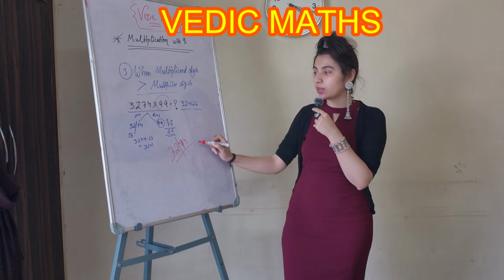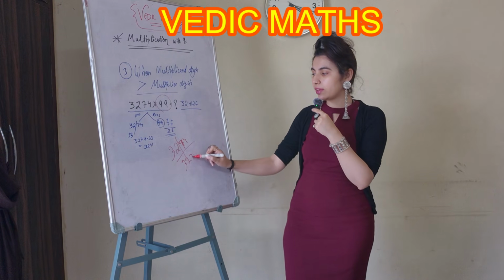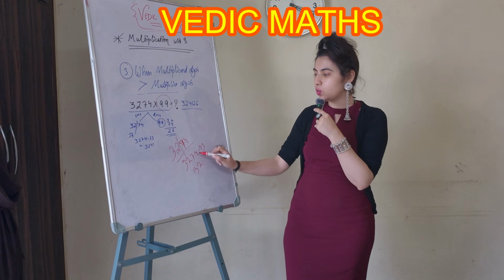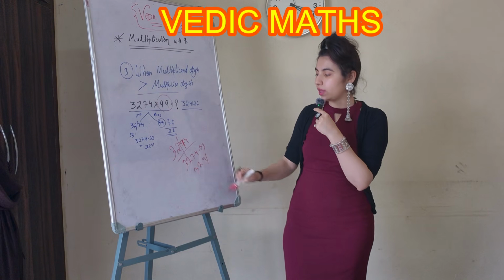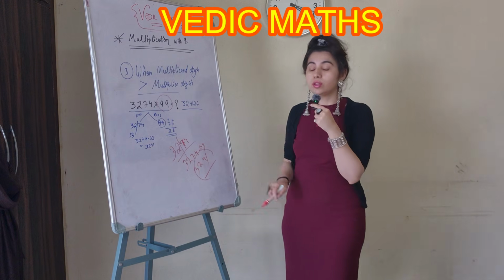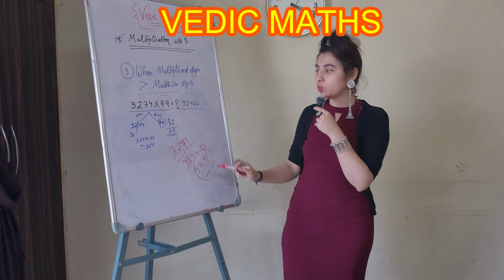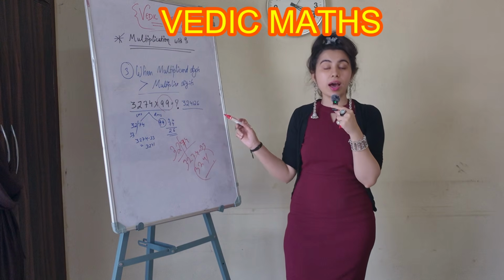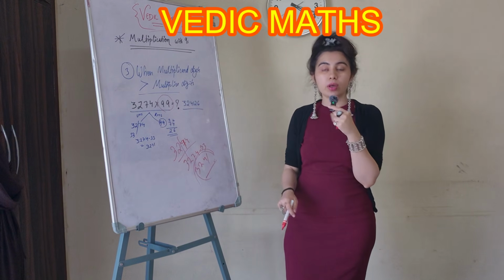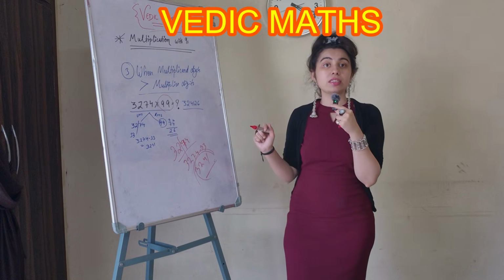Okay, so what you get: 3274 minus 33, and that will be 3241. 3241, right? You get this. Okay, 3241. Now what you have to do for the RHS? This is the LHS, 3241. Okay, now for the RHS, what you got to do?